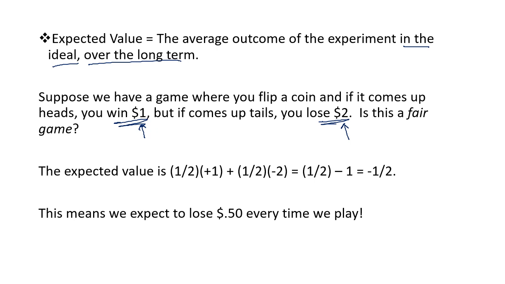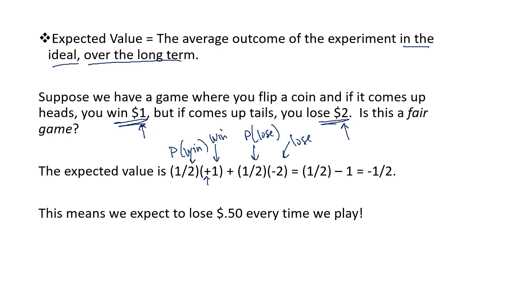So what I have here is the probability that I win, and then the outcome. How much do I stand to win? So this is my win amount. This is my probability that I lose. And then this is how much I stand to lose, in this case, minus $2.